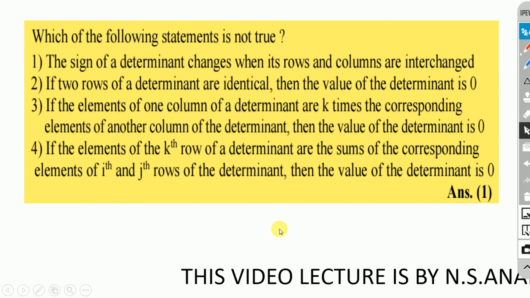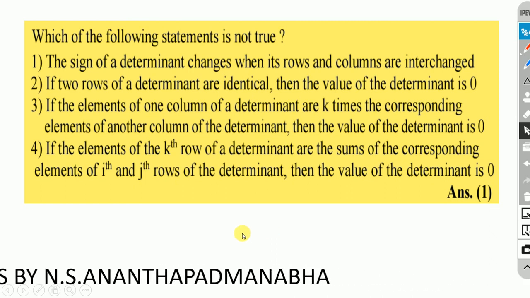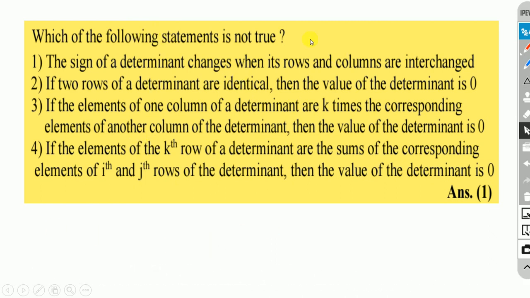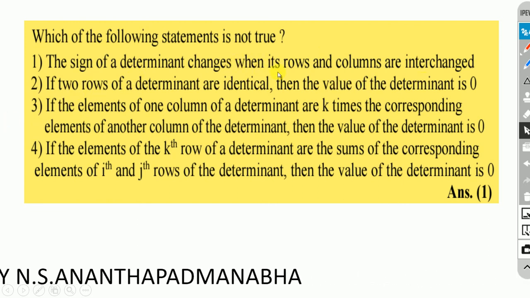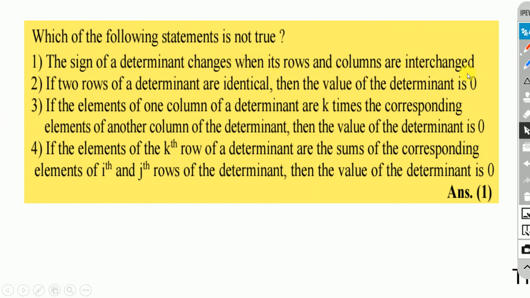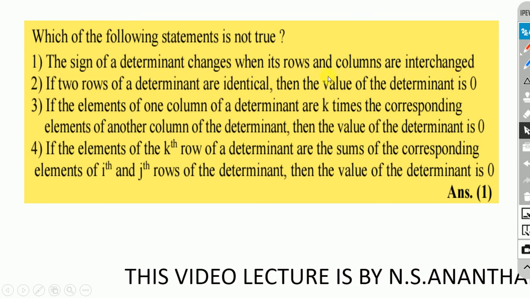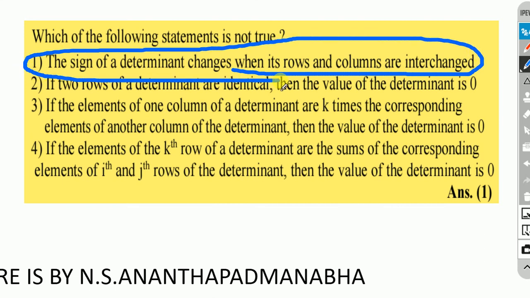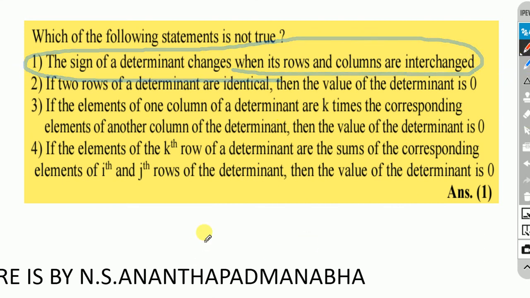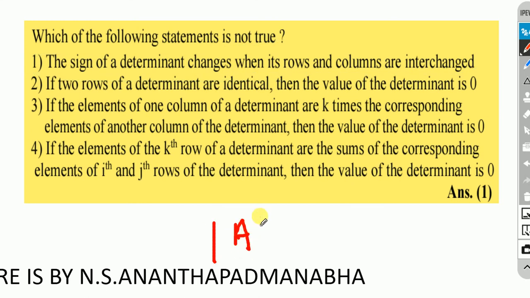Which of the statements is not true? A conceptual question here. Which of the following statements is not true? The sign of the determinant changes when its rows and columns are interchanged. See, rows and columns interchanged means we are taking the transpose. When you take the transpose, we have seen that determinant of A is equal to determinant of A transpose.